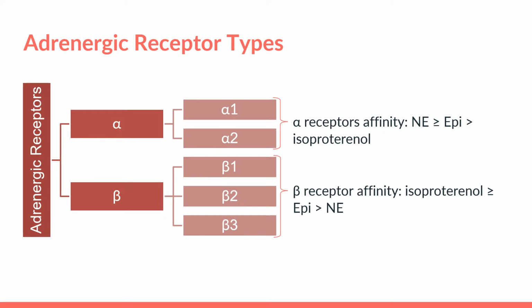Relevant subclasses include alpha-1 and alpha-2 receptors. Beta receptors have the greatest response to isoproterenol, followed by epinephrine, and a decreased response to norepinephrine. The relevant subclasses include beta-1 and beta-2, and to a lower extent beta-3, because they are still being investigated.